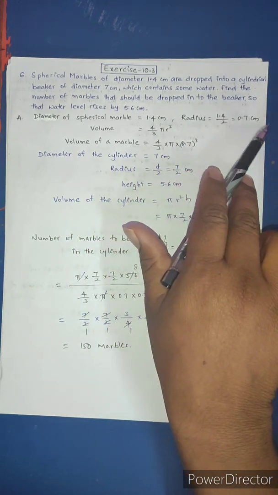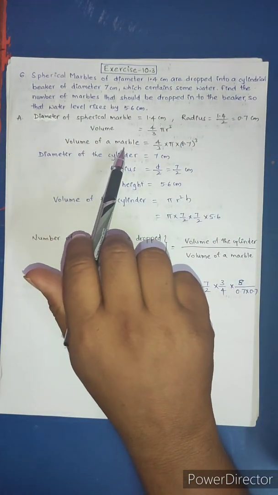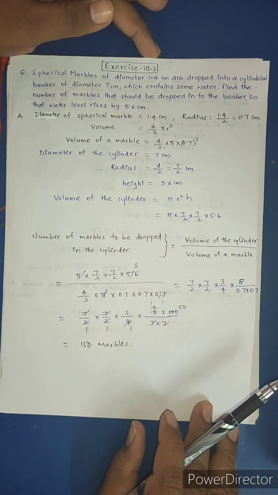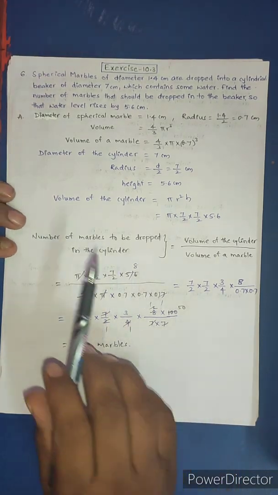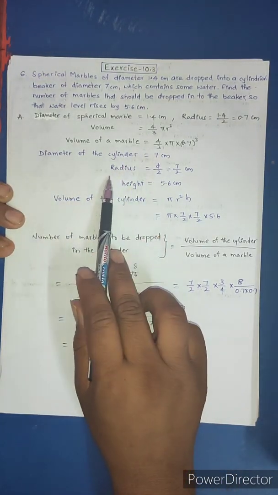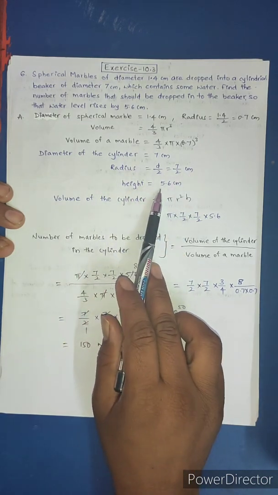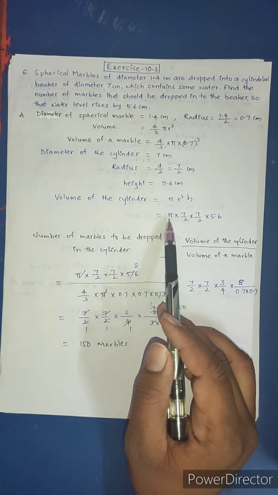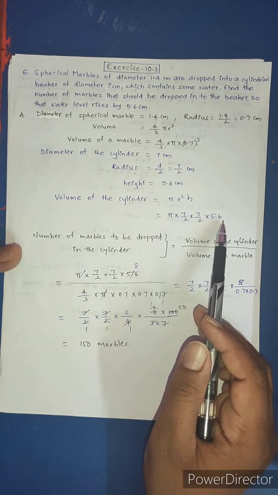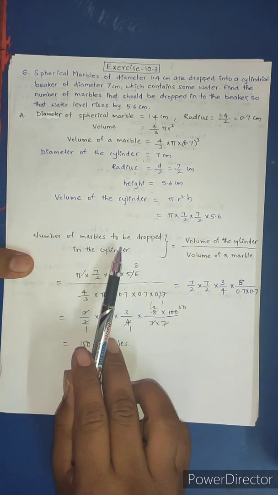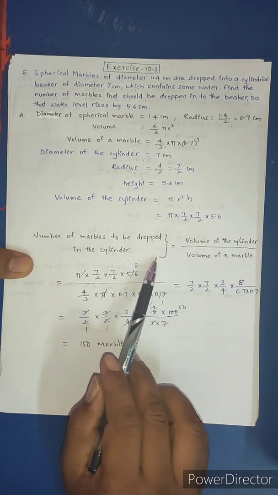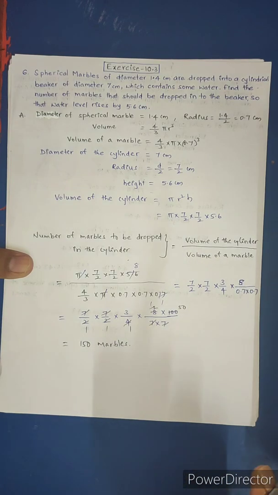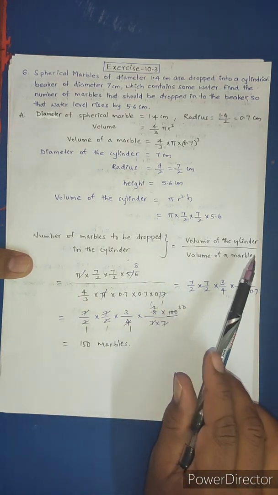Now, the diameter of the spherical marble is 1.4 centimeter, radius is 0.7 centimeter. Volume of a spherical marble is 4/3 pi r cube. This is the formula to find the volume of a sphere. The diameter of the cylinder is 7 centimeter, radius 7/2 centimeter, height 5.6 centimeter. Volume of the cylinder is equal to pi r square h. Pi as it is, r value 7/2, 7/2, height 5.6. Number of marbles to be dropped in the cylinder is equal to volume of the whole cylinder by volume of each marble.